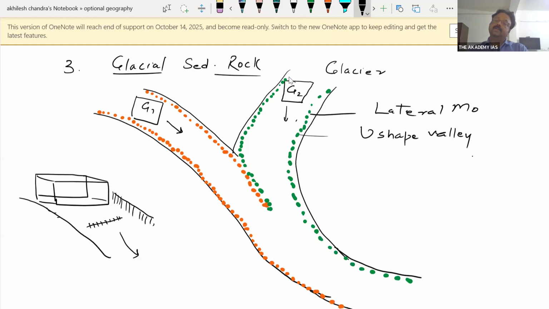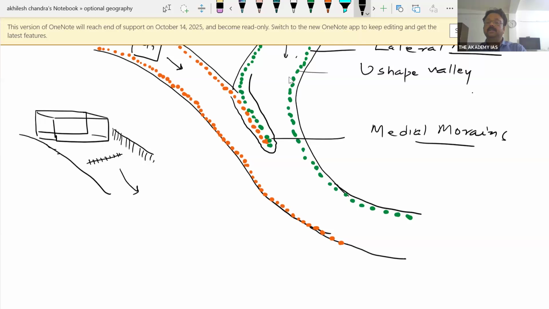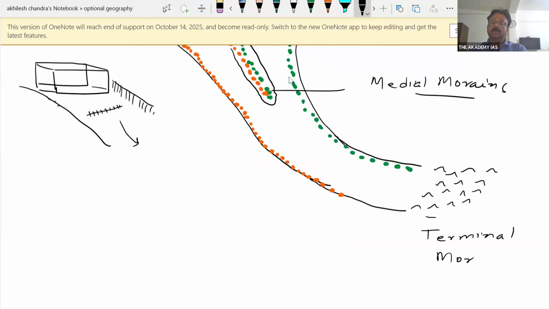And when two glaciers meet, they form this mid part, the elevated part, that is called medial moraine. Medial moraines, when they get compacted, are going to create sedimentary rock. And ultimately in the valley, the finest of all moraines brought by the glacier is deposited here in the form of terminal moraine. Terminal moraines are also called tillites.